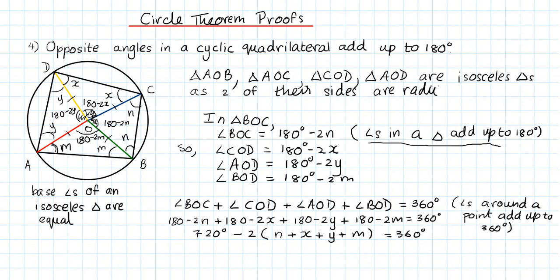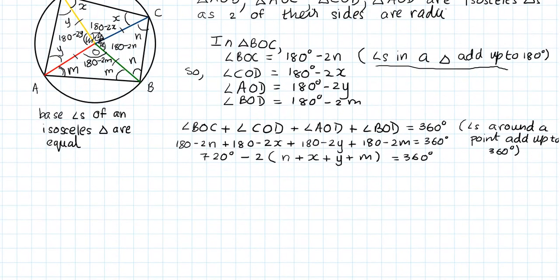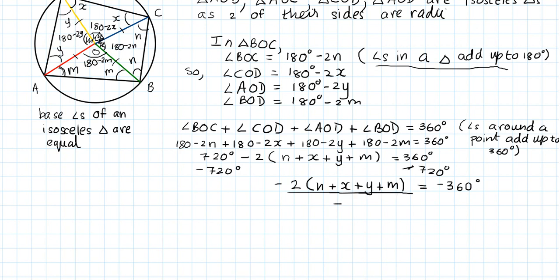If I subtract 720 from both sides, I get 2 times n plus x plus y plus m is equal to minus 360 degrees, because 360 minus 720 is minus 360. And I divide both sides by minus 2, which then gives me n plus x plus y plus m equals 180 degrees.